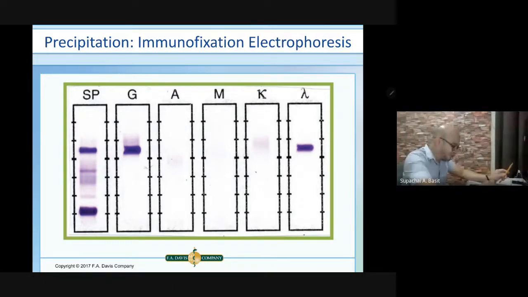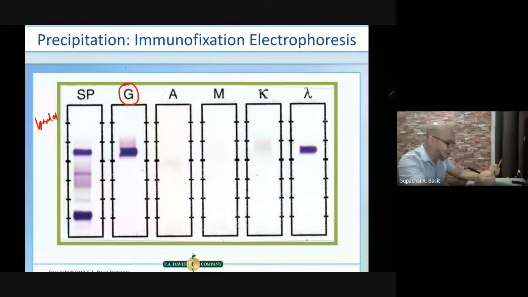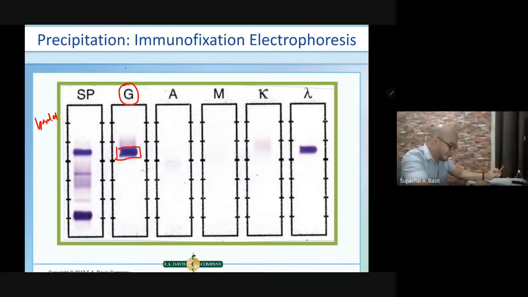So the standard will allow us to determine. The standard contains all the bands. These are the bands, no? So, for example, in this particular patient, you would see that the gamma band is present. So, ibig sabihin, there is an overproduction of IgG.